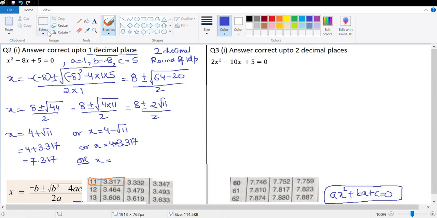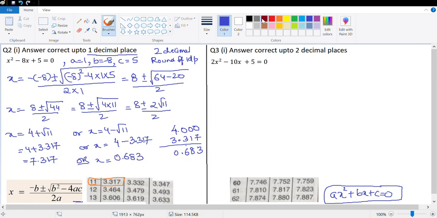Let me rewrite it. I think I wrote the negative sign very small. That's why it was not visible. So this is 4 minus 3.317. Let's subtract 4.000 minus 3.317. 10 minus 7, that's 3, 9 minus 1, that's 8, and 9 minus 3, so this is 0.683.